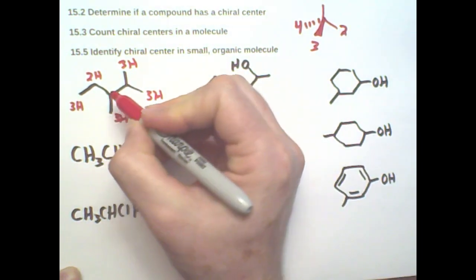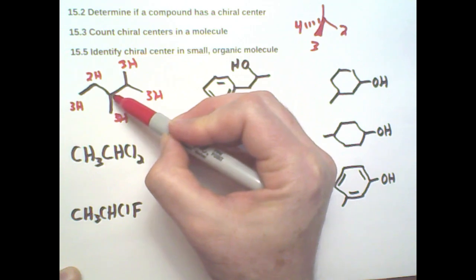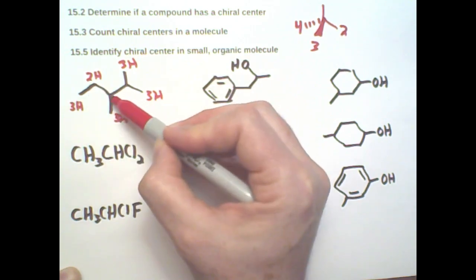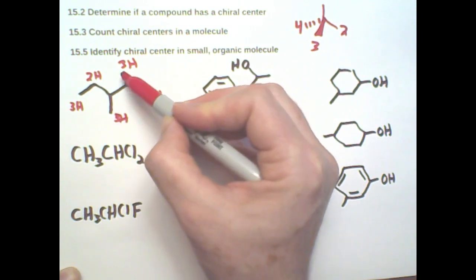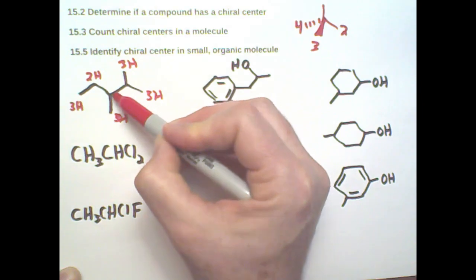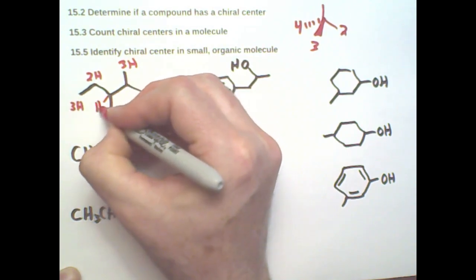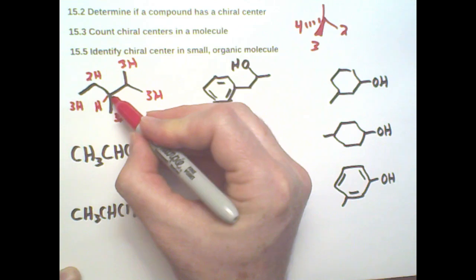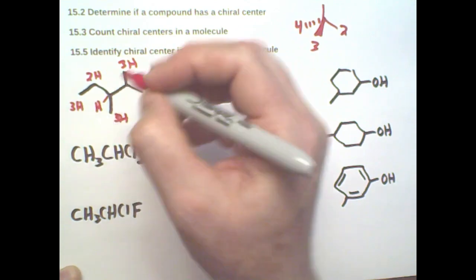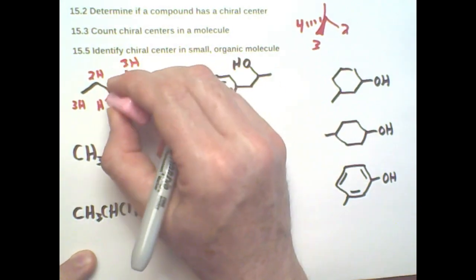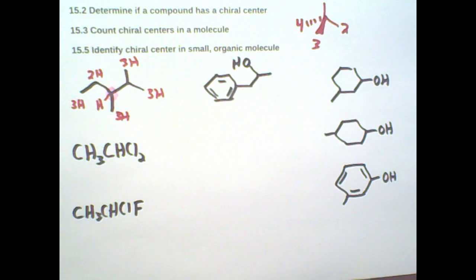Let's look at this one in the center here. It's got a methyl group one way, an ethyl group another. Those are 2 different ones. It's got this Y-shaped part of the molecule. That's a 3rd different one. The 4th is that implicit hydrogen we don't see. So this here, we could highlight it as chiral, and we've got 1 chiral center.